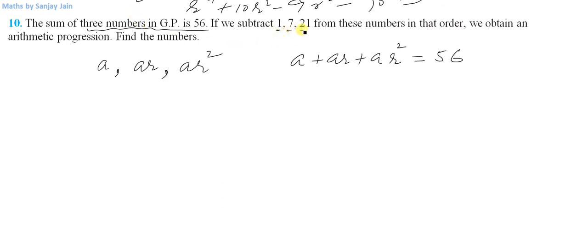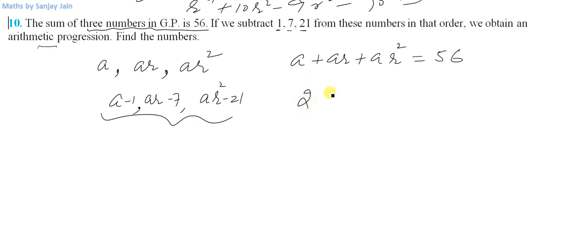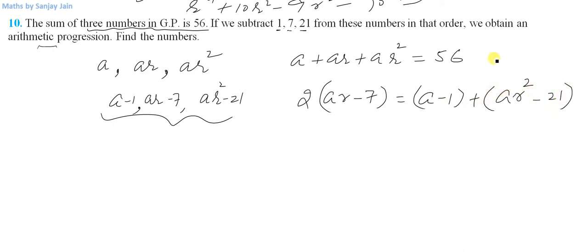And if I subtract 1, 7 and 21 from these numbers, the numbers will become an arithmetic progression. That means A minus 1, AR minus 7 and AR squared minus 21. These three numbers are in arithmetic progression. Or in other words, you can say twice of AR minus 7 is equal to A minus 1 plus AR squared minus 21. So these are the two pieces of information that are given. Now we need to find these numbers.